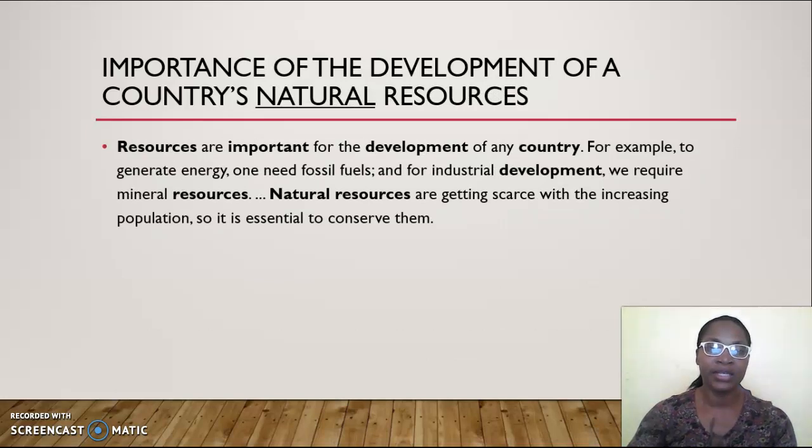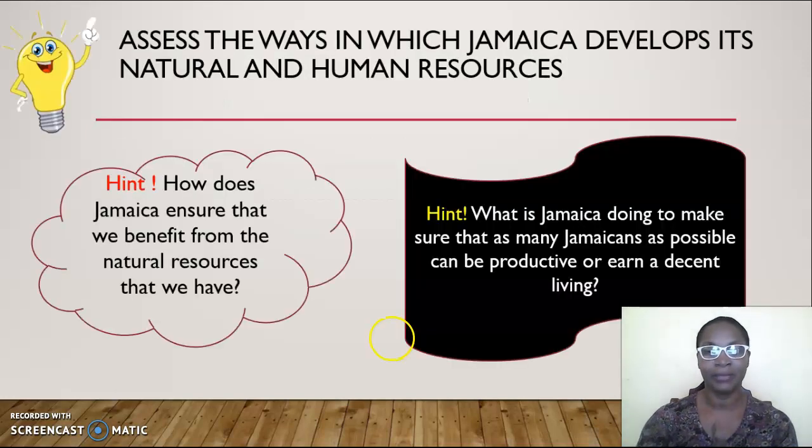The natural resources are important for the development of any country. As was said before, in order for us to generate energy, we need fossil fuels. And for industrial development, it requires mineral resources. So at the root or at the base of development, of course, is the availability of natural resources. So a country that has a lot of natural resources is poised for economic growth and economic development. However, we will still need the technology and the human resource and the capital to develop this.